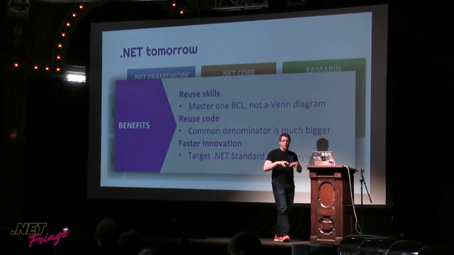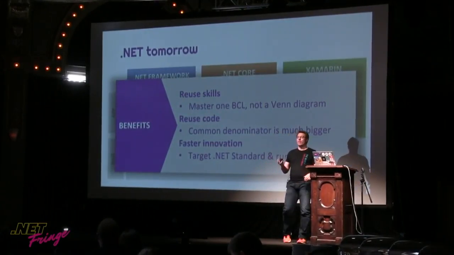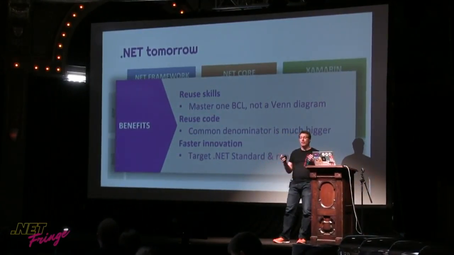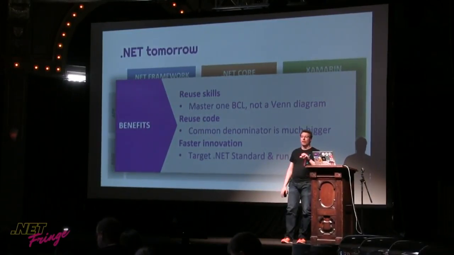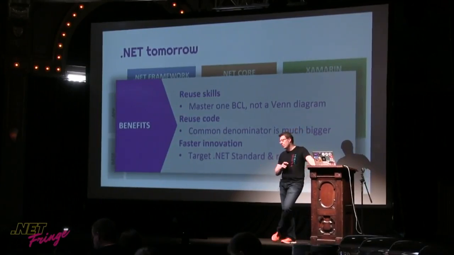So the one thing is it's basically one BCL, not multiple, so you no longer have a Venn diagram in your head. The set of APIs you can share is actually much bigger. And the really nice thing is if you write a library that targets this thing, you can literally run anywhere.